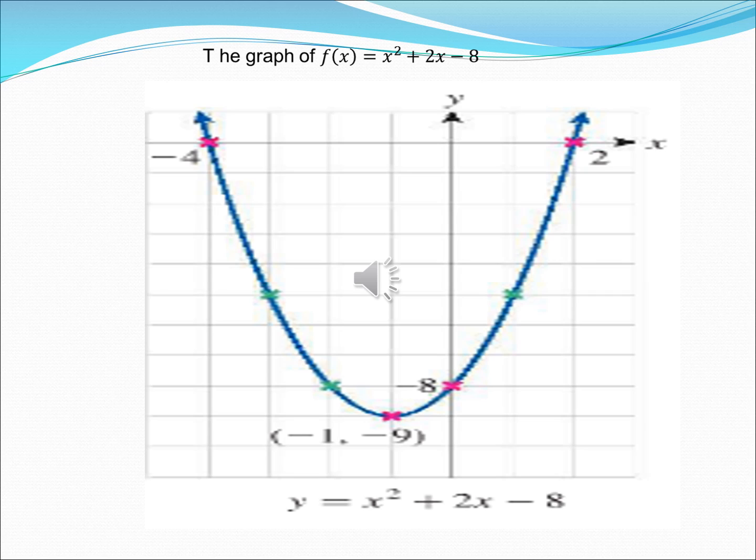The graph of f of x equal to x squared plus 2x minus 8. This is the graph of that parabola we discussed in the previous slides. We can sketch it. Now see that the parabola is symmetric about the axis x equal to -1.